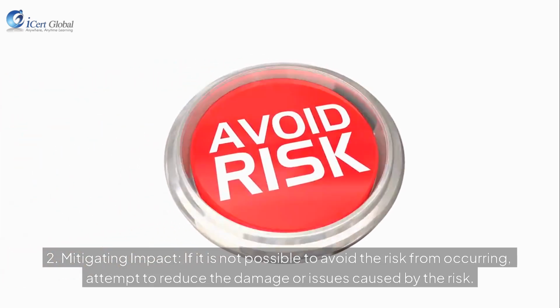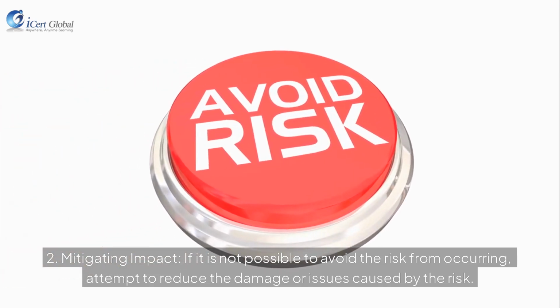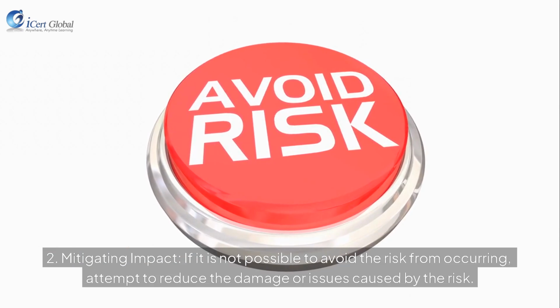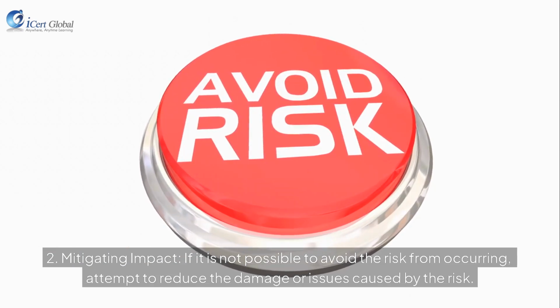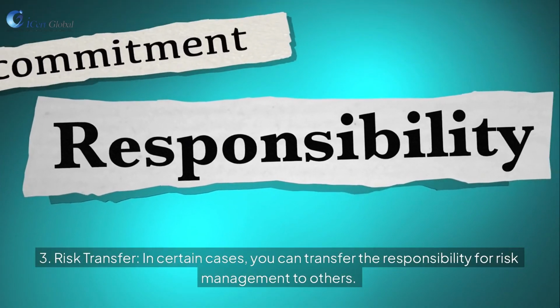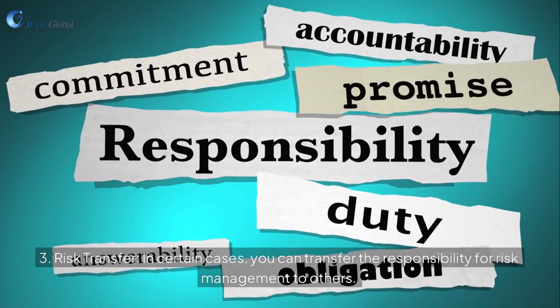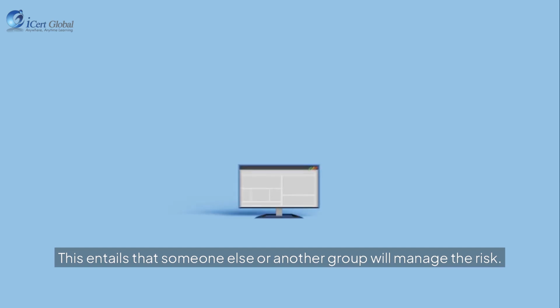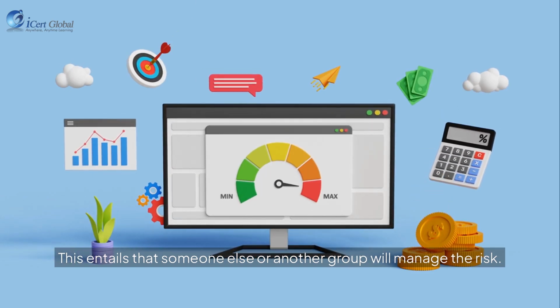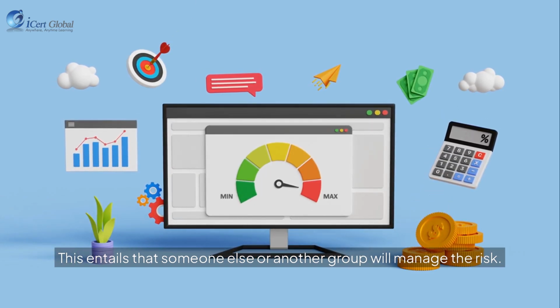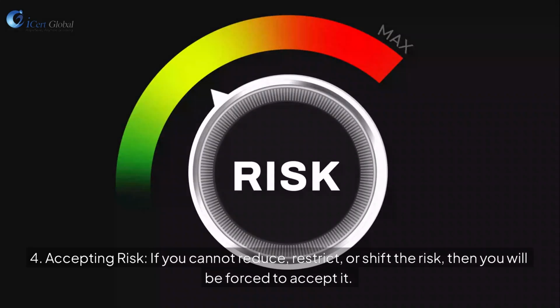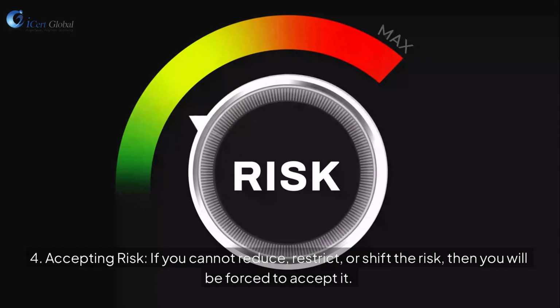2. Mitigating impact. If it is not possible to avoid the risk from occurring, attempt to reduce the damage or issues caused by the risk. 3. Risk transfer. In certain cases, you can transfer the responsibility for risk management to others. This entails that someone else or another group will manage the risk. 4. Accepting risk. If you cannot reduce, restrict, or shift the risk, then you will be forced to accept it.